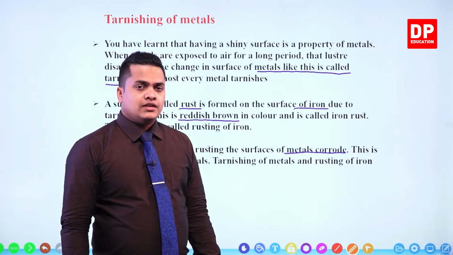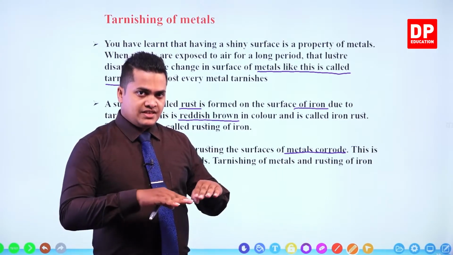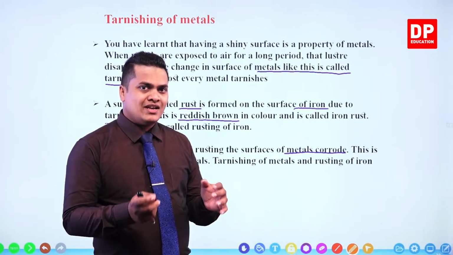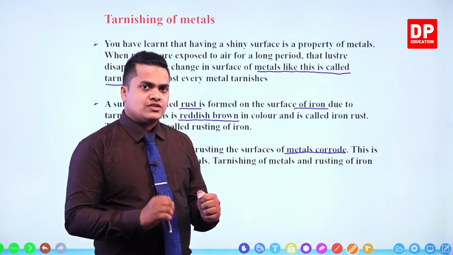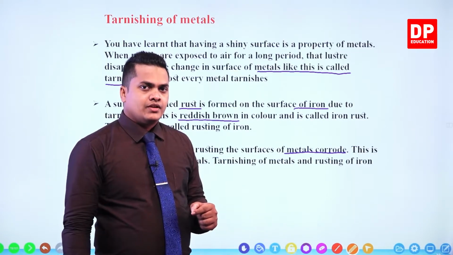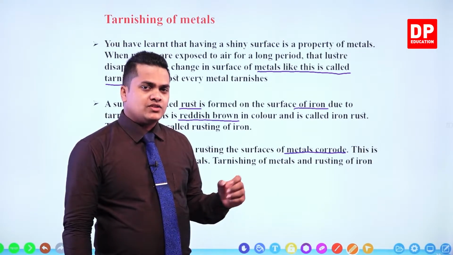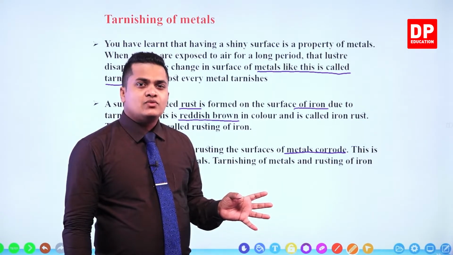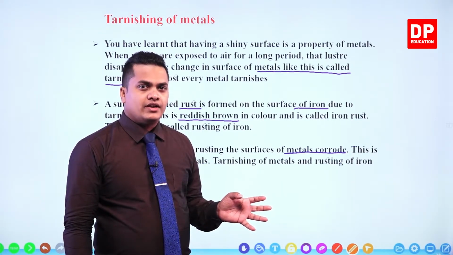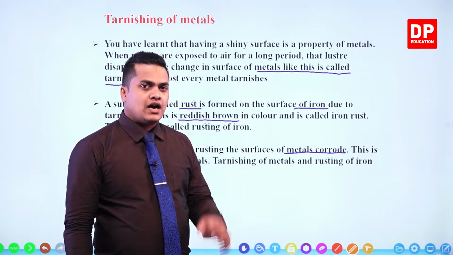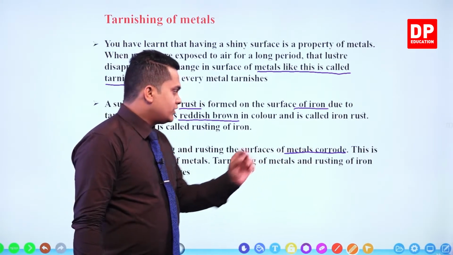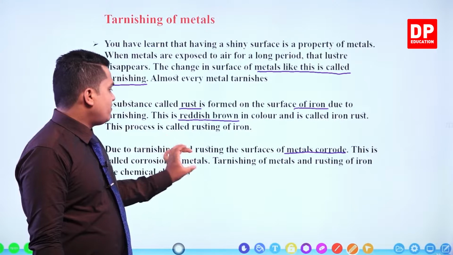Corrode means their physical state, that is hardness, ductility, malleability, these special features are going to reduce. So that is called the corrosion of metals. You know that iron is very hard, but if iron is going to catch iron rust, after some time that hardness is going to reduce. So this is called the corrosion of metals.